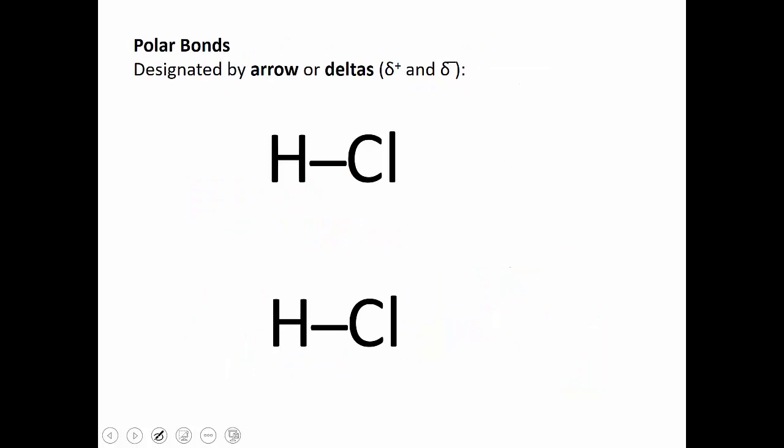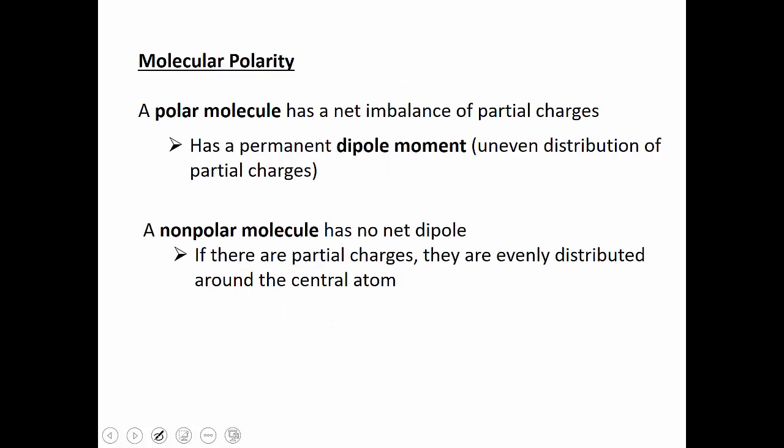We can designate these partial charges or the poles in a couple of different ways. If you want to use arrows, we can draw an arrow right near our bond, with the arrow pointing towards the more electronegative atom, and a plus sign on the end near the less electronegative atom. We can also draw the partial charges, using the symbol delta for partial. So we put a partial negative near our more electronegative atom and a partial positive near the less electronegative atom. We're going to use these designations as a way to determine molecular polarity.